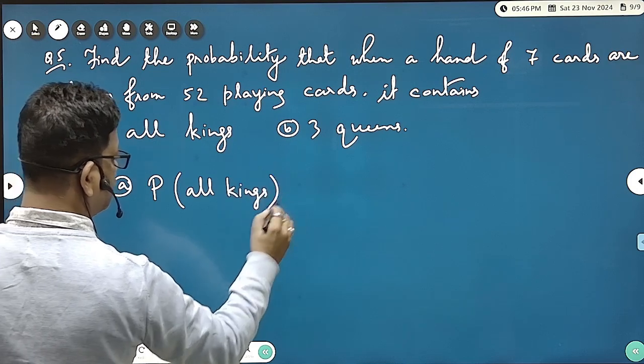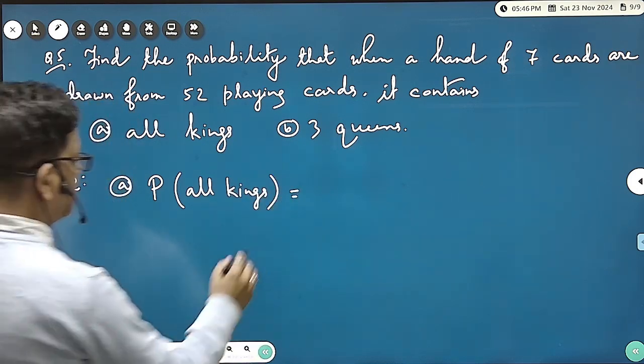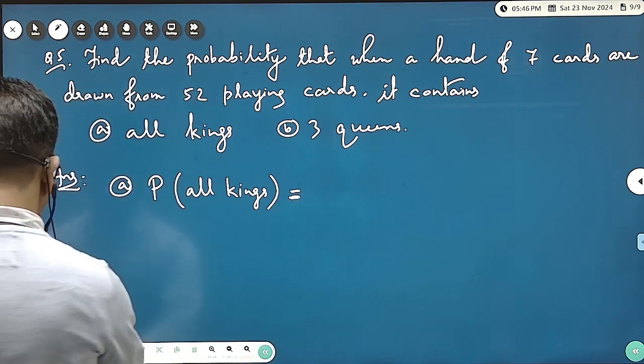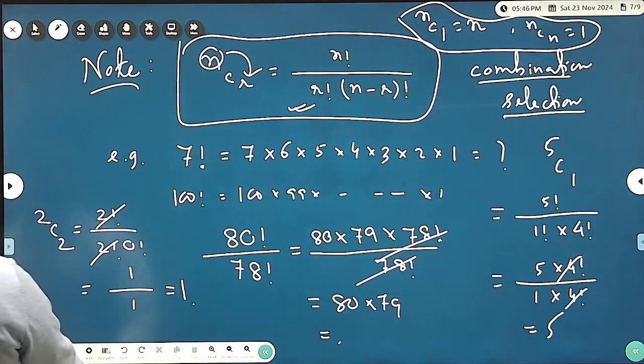Probability of getting all queens. You'll try the second one yourself, okay? Right now, the calculation I'm not doing. You know this formula, the nCr formula. So you just need to apply that formula.